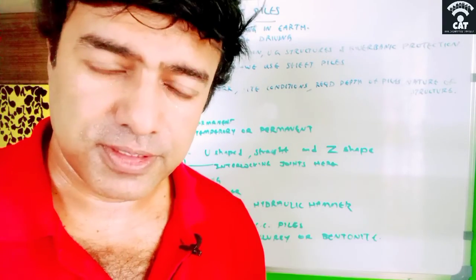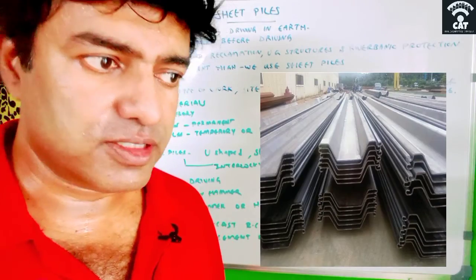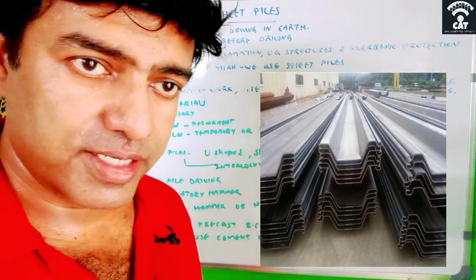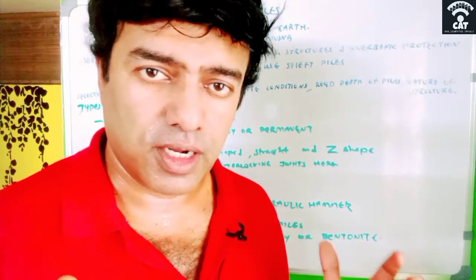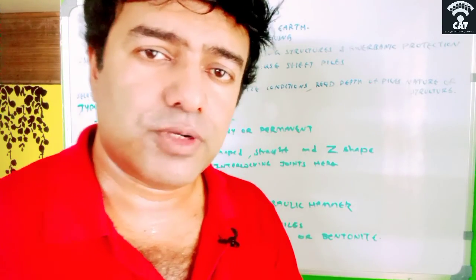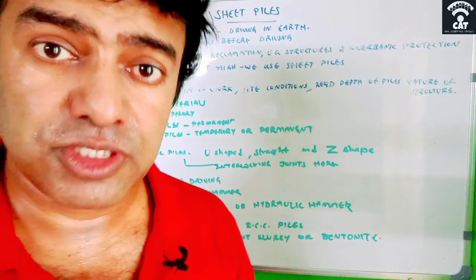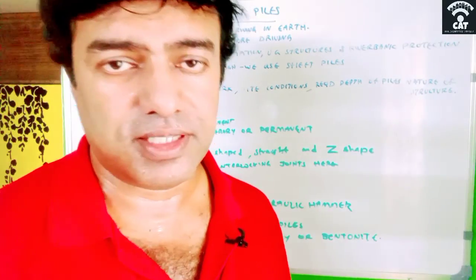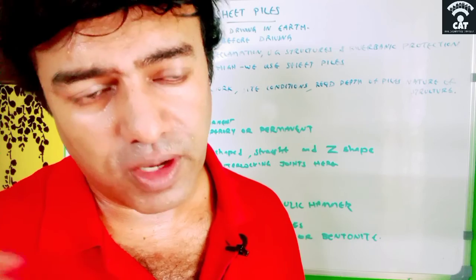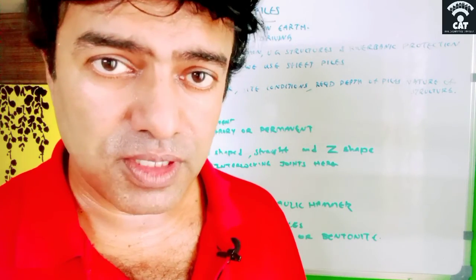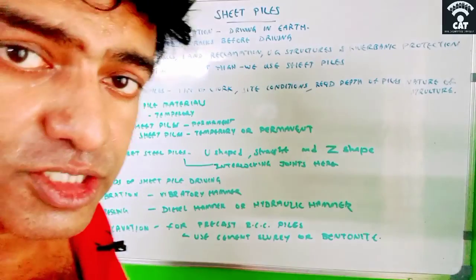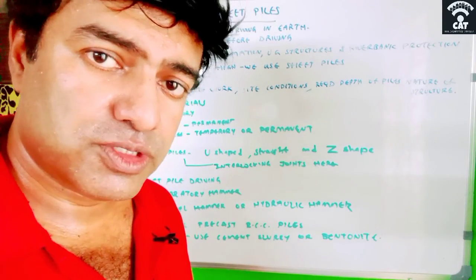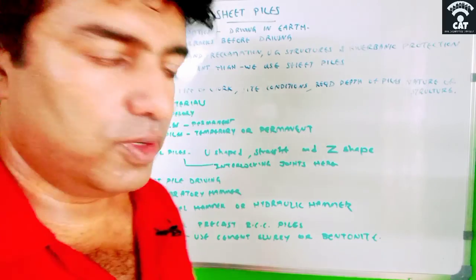It is usually used for retaining walls. And the U shape also has an interlocking at the two sides, so that it gets interlocked when it is being joined. And the Z type also has the same thing. The main thing about the steel sheet pile, which makes it popular, is that if we want to cover more area, it can be welded, because steel can be welded. That's why it becomes more popular. And it is easy to handle also, which makes the steel sheet pile very popular.